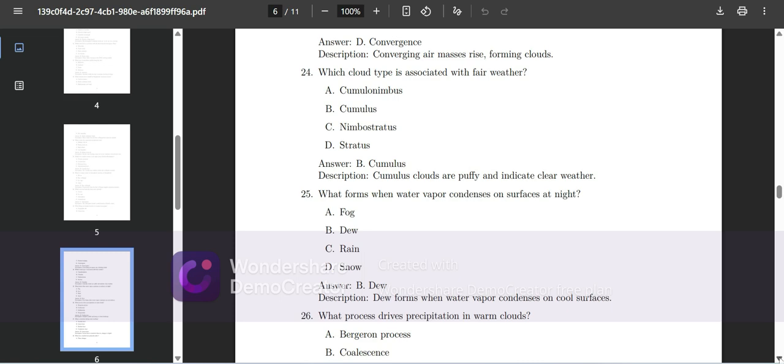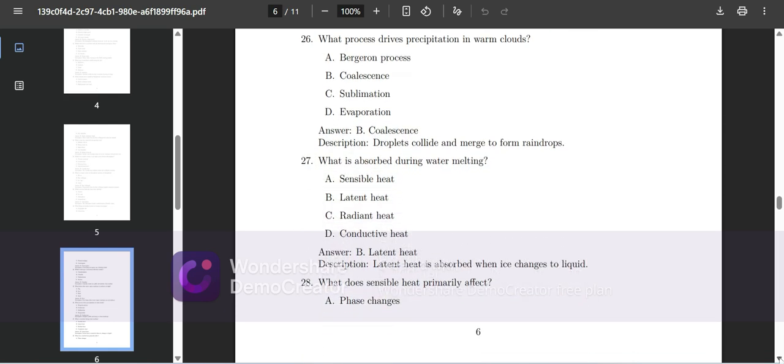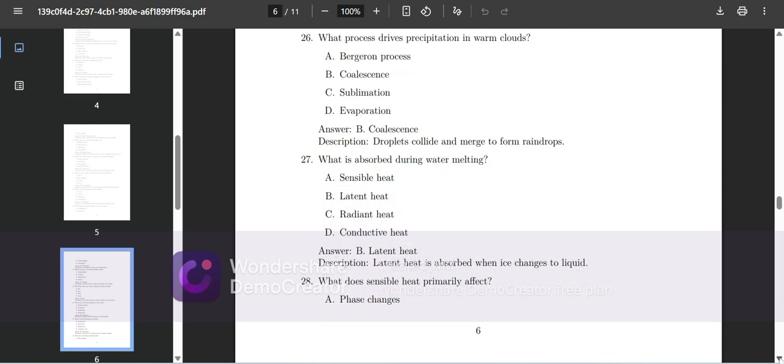What process drives precipitation in warm clouds? Coalescence. Droplets collide and merge to form raindrops.